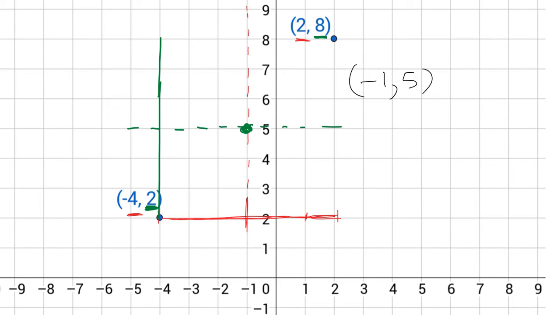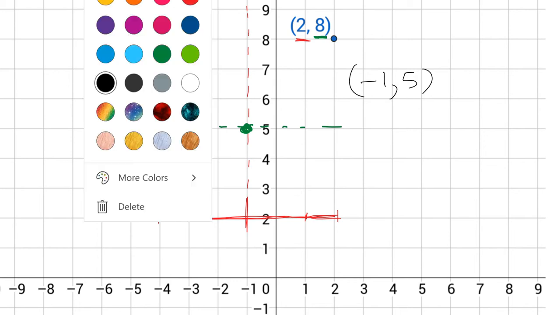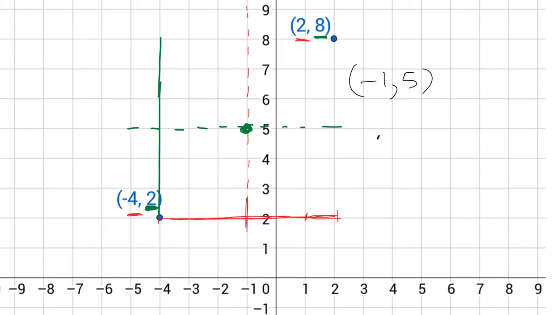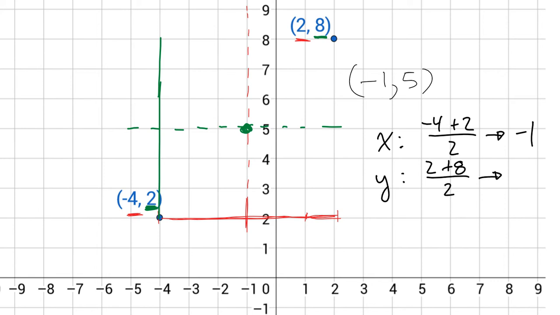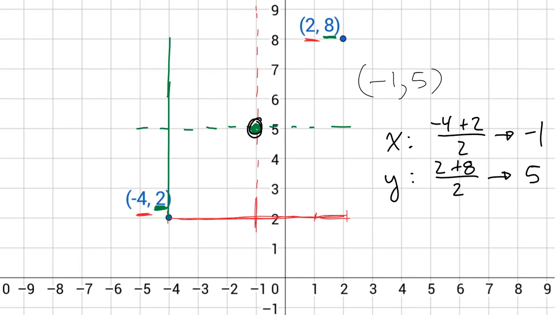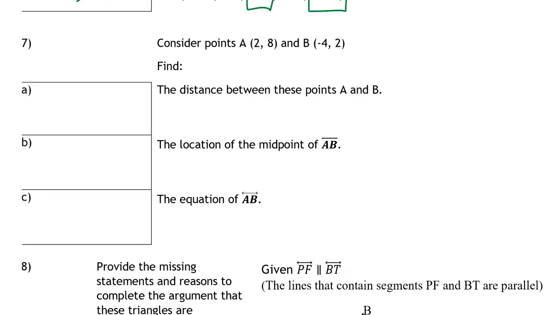So to summarize that, if you want to write down a convenient rule for it, in order to find the x coordinate, we take the two x values we have, negative 4 plus 2, add them and just divide by 2. That ends up being negative 2 divided by 2, which is negative 1 in this case. And then we do the same thing for the y's. We take our two y values, 2 and 8. When we add those, we get 10, and half of that is the number 5. So that's the location of the midpoint, and that's the answer to the first part of the question. The midpoint is at (-1, 5).